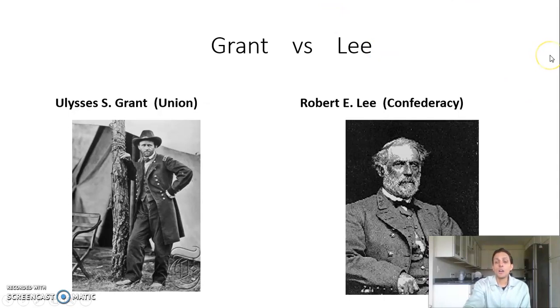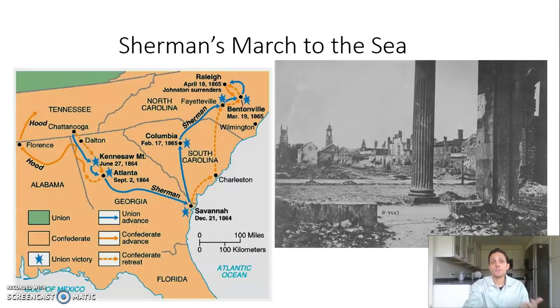And so Grant becomes famous from the Civil War and is able to use this fame to launch himself into the presidency during Reconstruction.